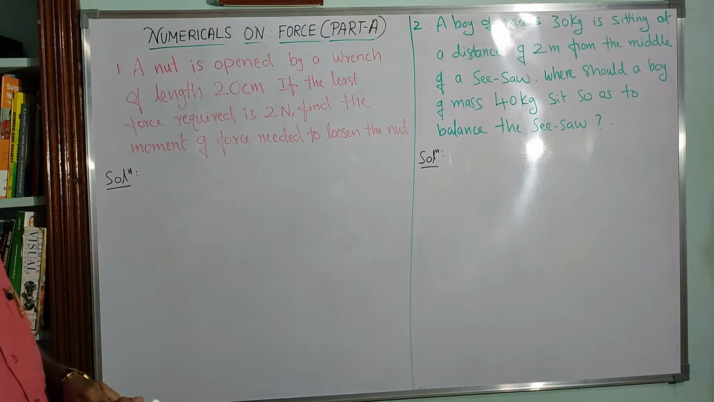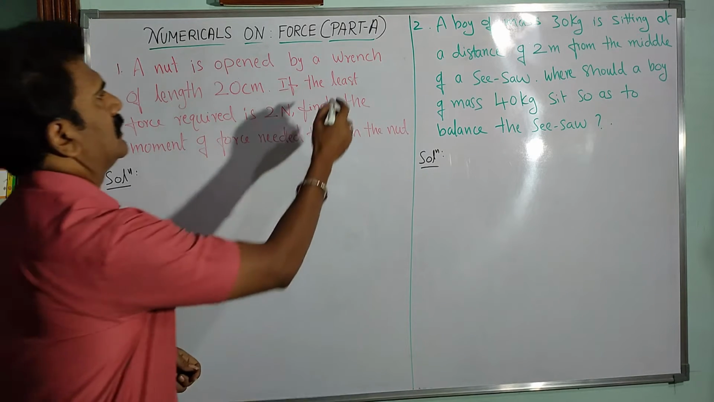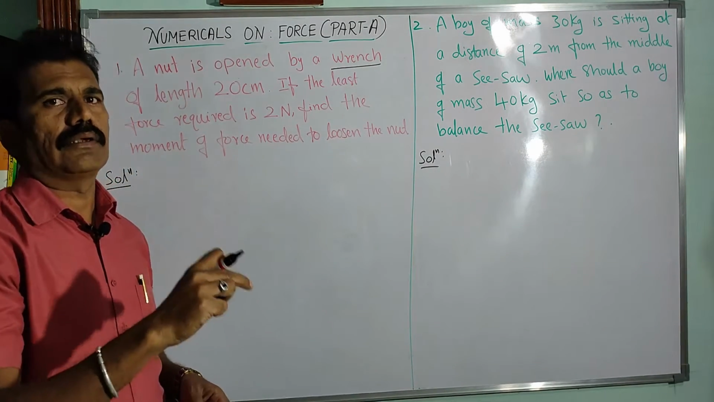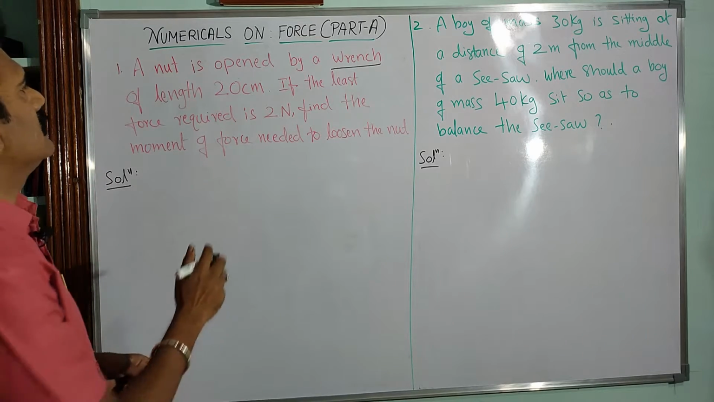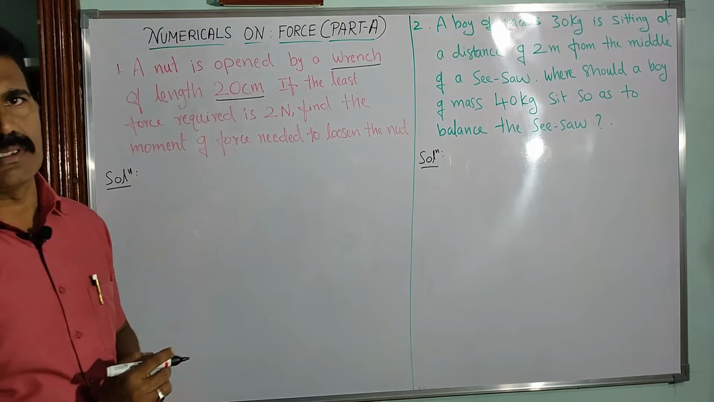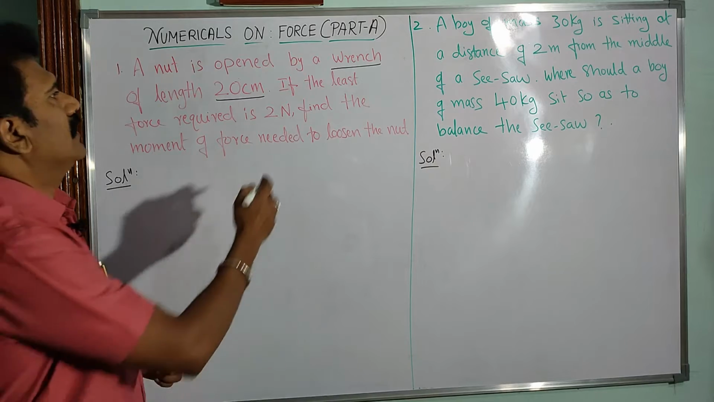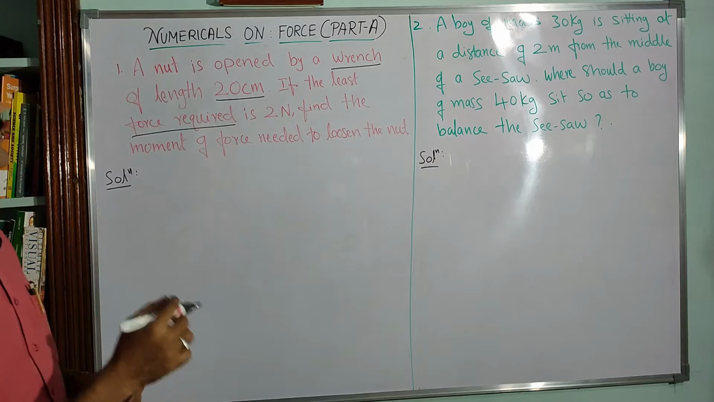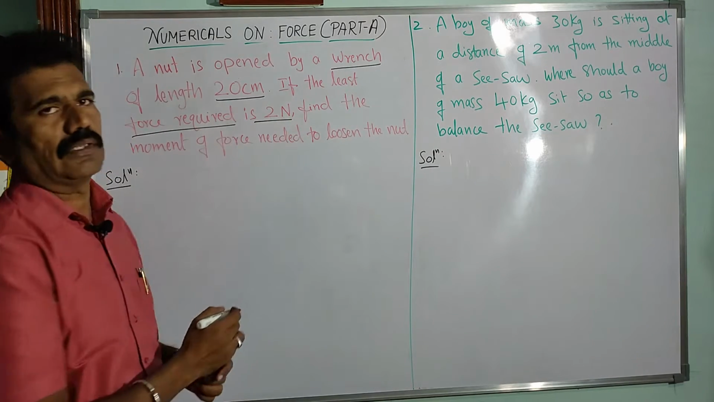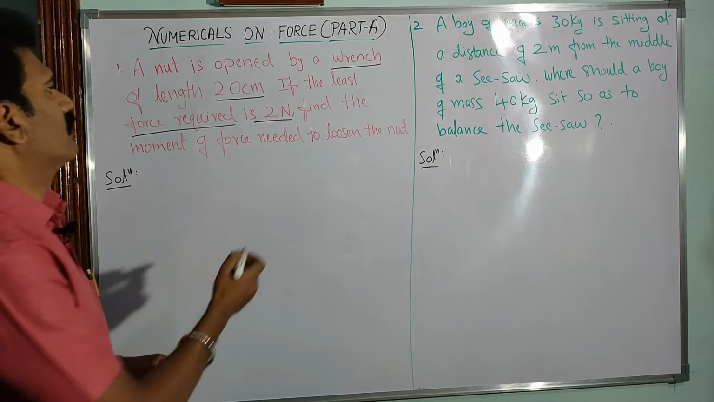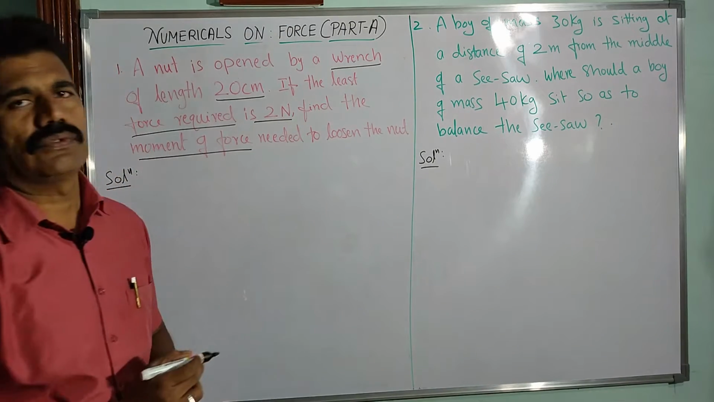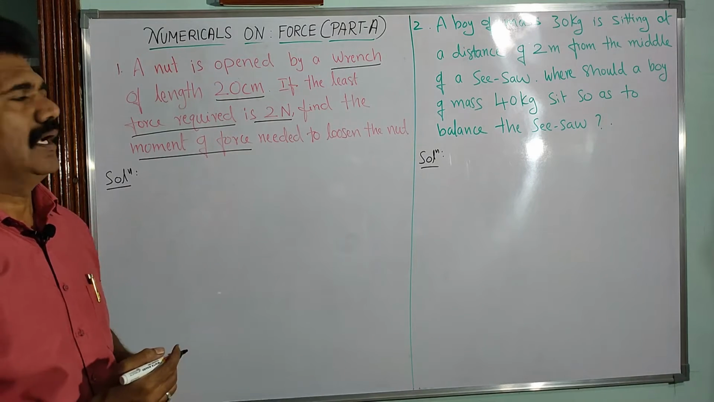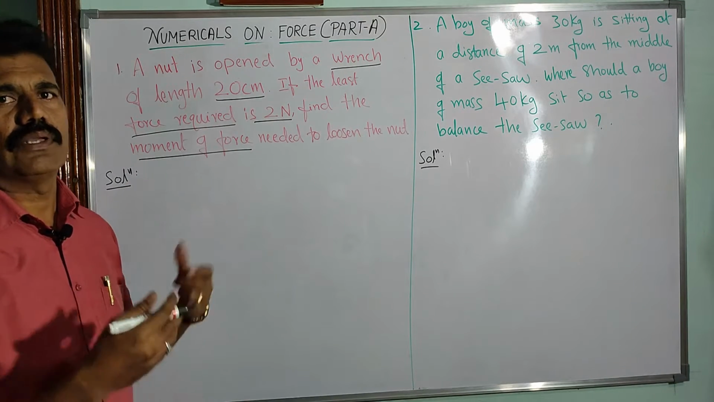In this problem you just think that there is a wrench. So you know what is a wrench? It is used to open or close the nut in cars. Now the wrench length is how much? 20 centimeter is given. And then the least force required to open the nut is minimum how much? 2 Newton, that is also given. So you just have to find the moment of force. You know the equation for moment of force. Think of that equation and use the given numericals, and then you can calculate.